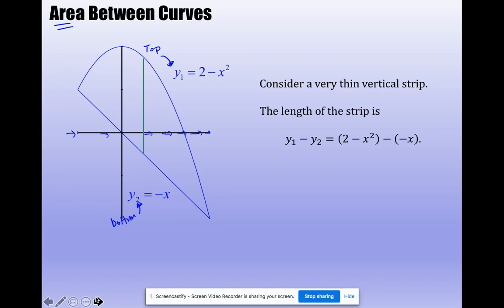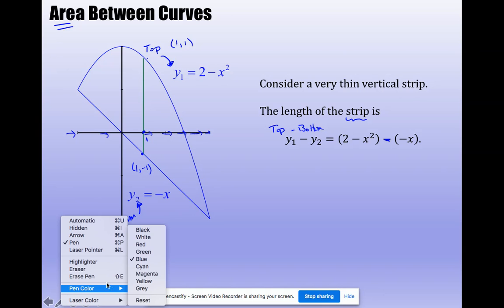So what if I just consider one of them though? The length or height of this strip is top minus bottom. Be careful with subtraction. Let's pretend this x value is at 1. The top function, when x was 1, y was 1. And the bottom of this function, when x is 1, y is negative 1. What is the length of that strip?